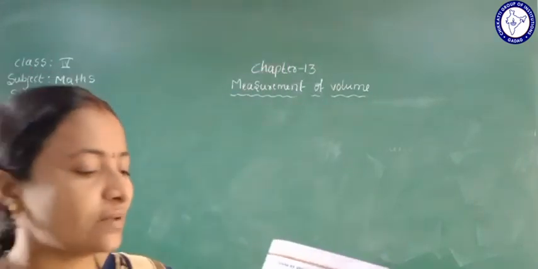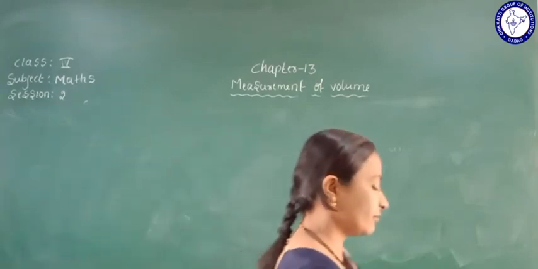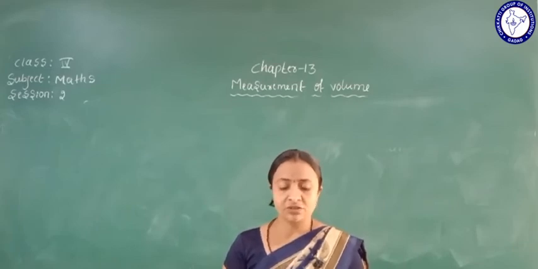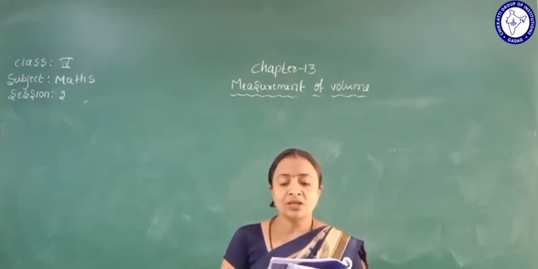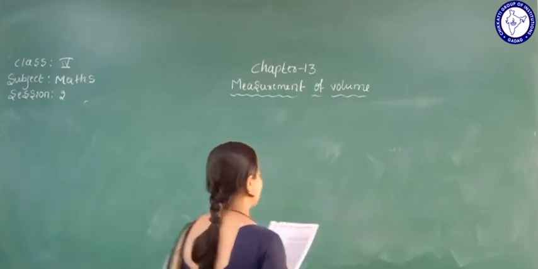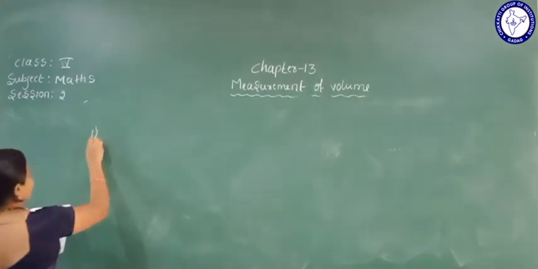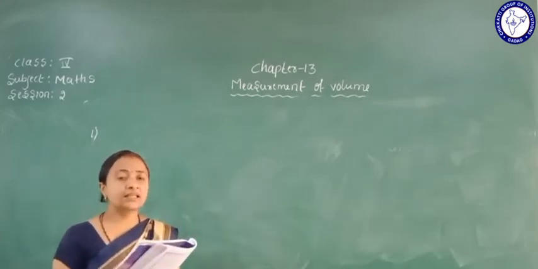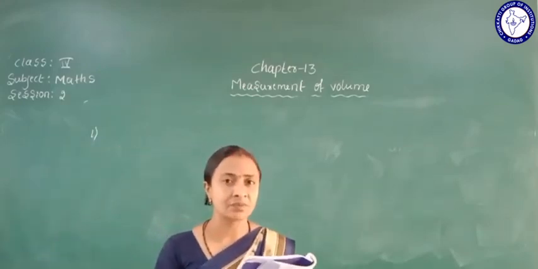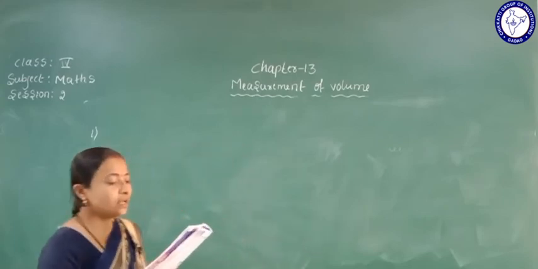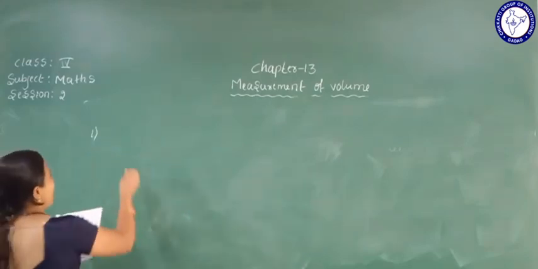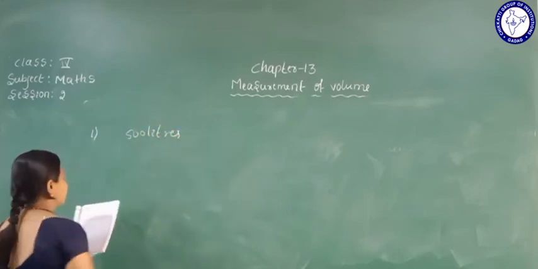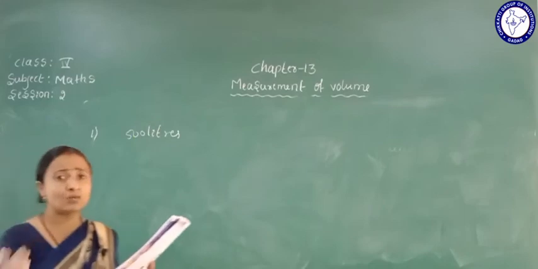Okay, next one is fill up the blanks by estimating volume. First one, the volume of water in a school tank, how much is its capacity? The volume of water in the school tank is in liters or milliliters. So its capacity is 500 liters, or 1000 liters.